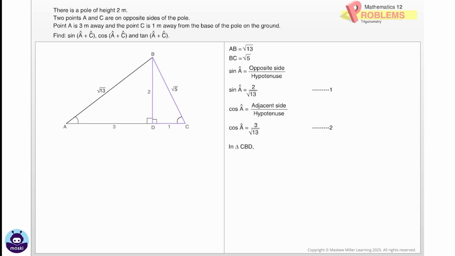In triangle CBD, sine angle C equals opposite side over hypotenuse. Sine angle C equals 2 over root 5. Cos angle C equals adjacent side over hypotenuse. Cos angle C equals 1 over root 5.